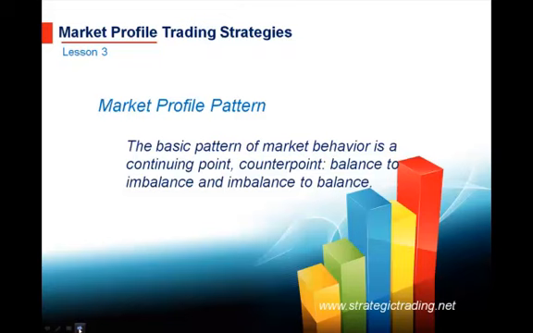A key concept that every profile student needs to understand is that the basic pattern of market behavior in any market is really a continuing point, counterpoint, balance to imbalance, and imbalance to balance. In other words, you will rarely see a market that continues to move in any one direction for a long period of time. The market is always vacillating. It's going back and forth, balance to imbalance, imbalance to balance, point, counterpoint. And that is the nature of the auction market.